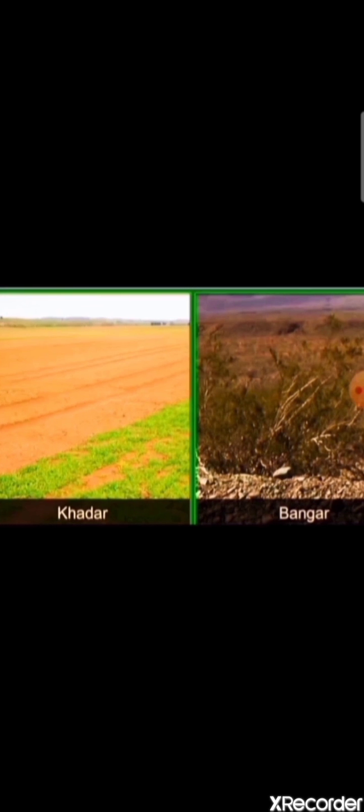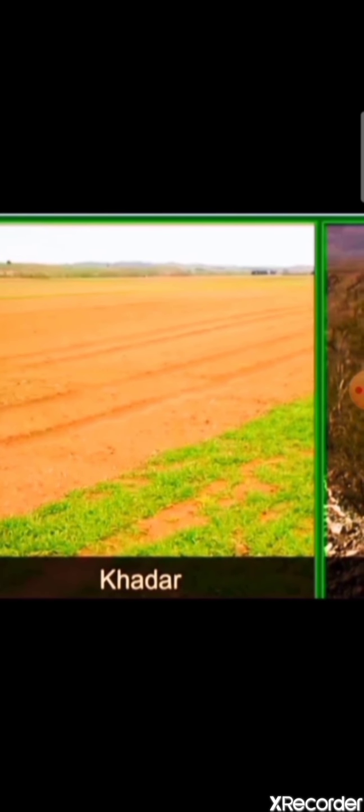The Khadar soil is a new or younger deposit of alluvium soil on the floodplains, and this soil is renewed every year and is comparatively more fertile than the Bhangar soil, and it has more fine particles than the Bhangar soil.